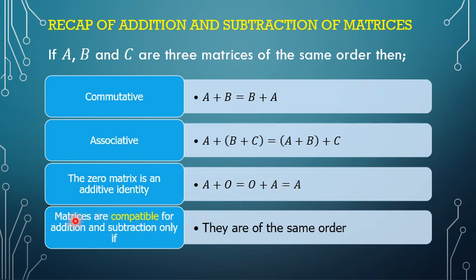We also noted that matrices are only compatible for addition and subtraction if they are of the same order. That is, you cannot add matrices of two different orders. A 2 by 2 matrix can only be added to a 2 by 2 matrix. A 3 by 3 matrix can only be added to a 3 by 3 matrix. For a 1 by n matrix, where n is the number of columns, you can add depending on the order of that matrix.